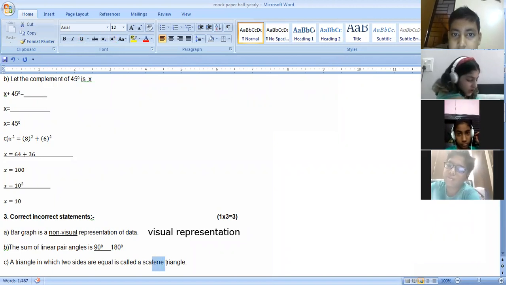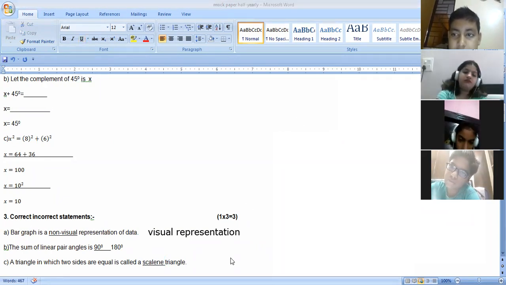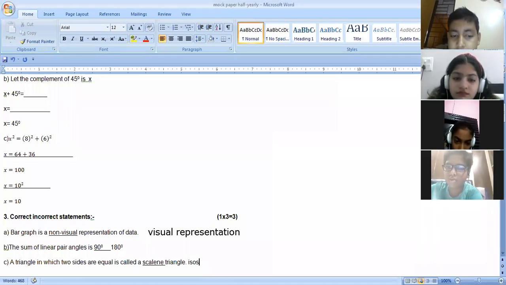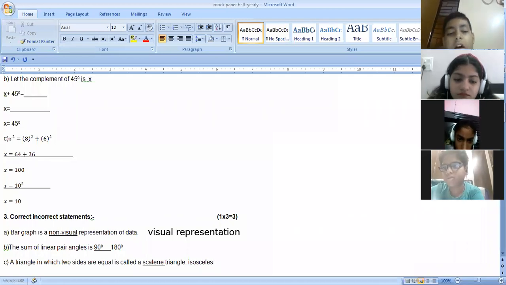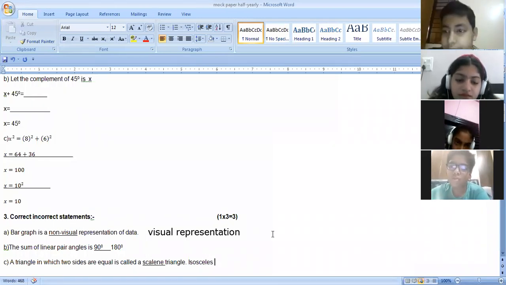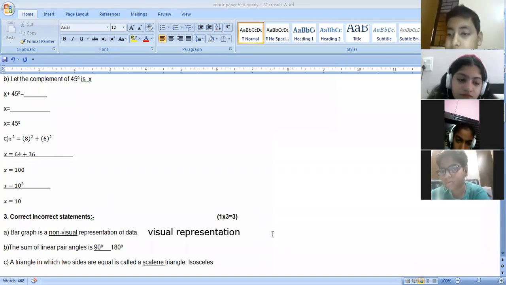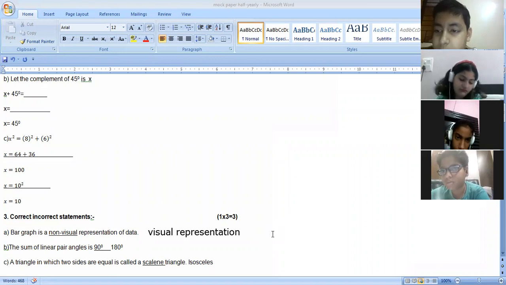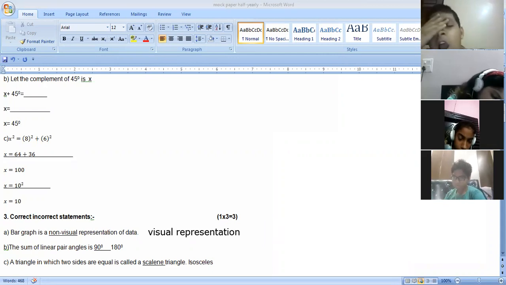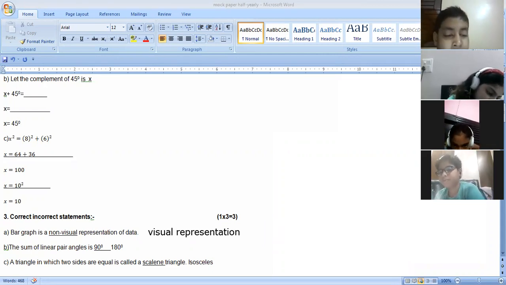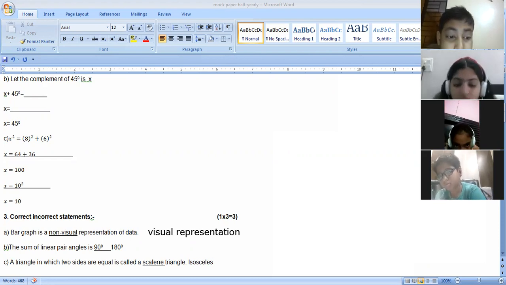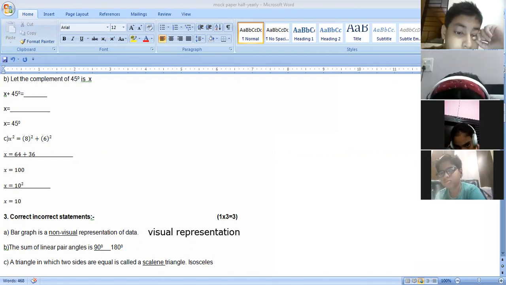Yes, that's right. You have to underline this scalene part here. A triangle whose two sides are equal is called, yes, Lavishkar, you are absolutely right, isosceles triangle. Instead of scalene, you will be writing isosceles here. A triangle in which two sides are equal is called an isosceles triangle. In a scalene triangle, all the sides are unequal. That's why they are called scalene triangle. Clear with this? Let's move to the next question.